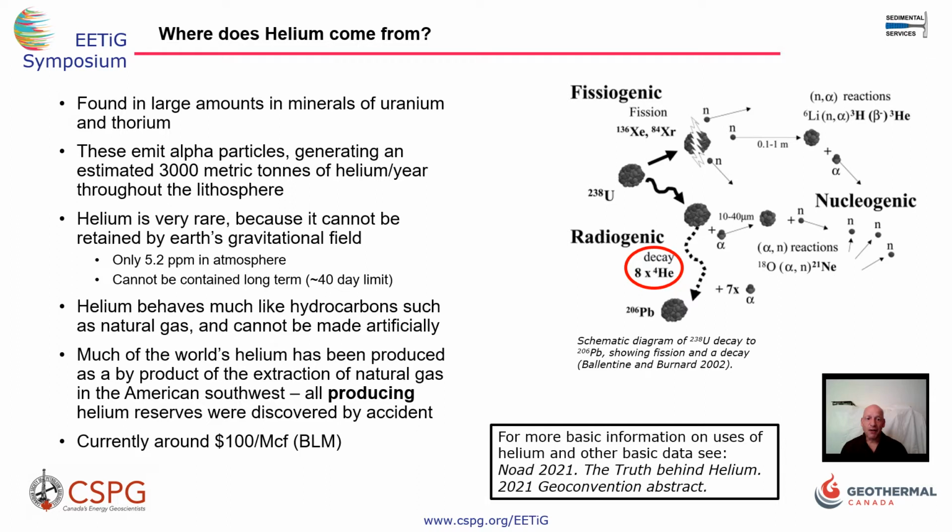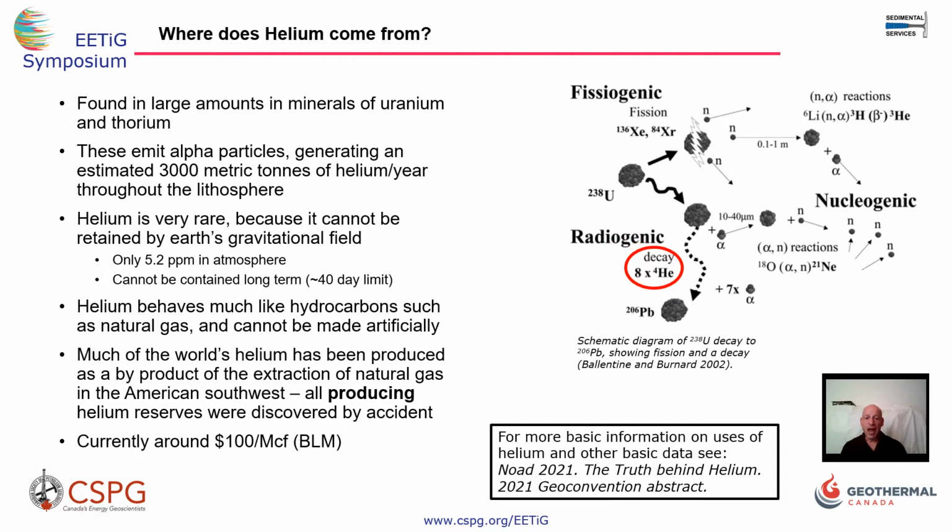So helium is found in large amounts in minerals of uranium and thorium. And these emit alpha particles as they decay, which generates around 3,000 metric tons of helium per year throughout the lithosphere. And we can see in the diagram here is a uranium-238 atom, and it undergoes fission, but it also undergoes radiogenic decay, and it's that decay which yields the helium.